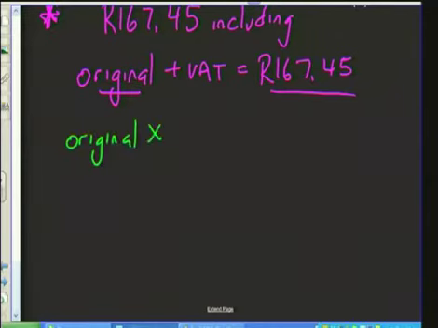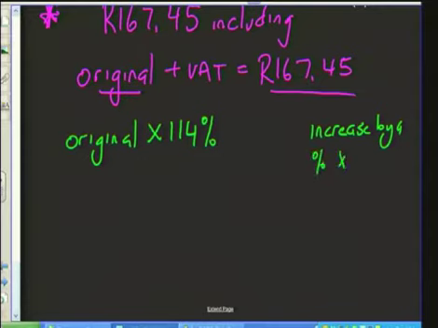We have an original value, which we don't know what that is. We are increasing it by VAT. And when I increase by percentage, I say let's times by 114%. So when we increase by a percentage, we times by 100 plus the percentage. So that's why I've got 114%. And that price is equal to 167.45.